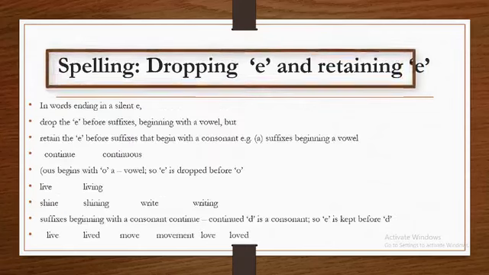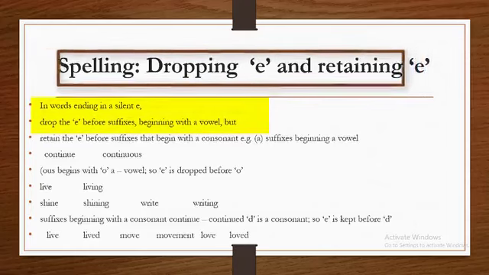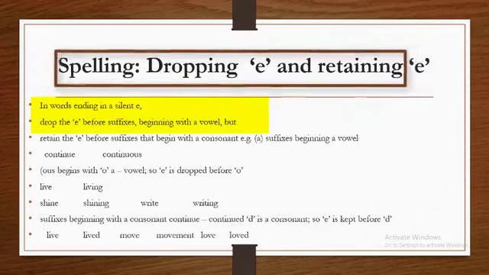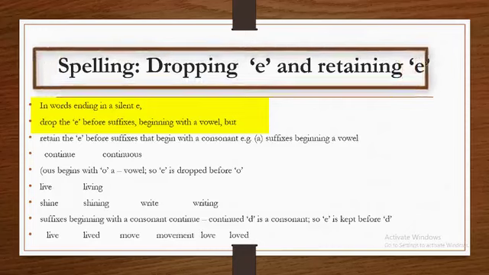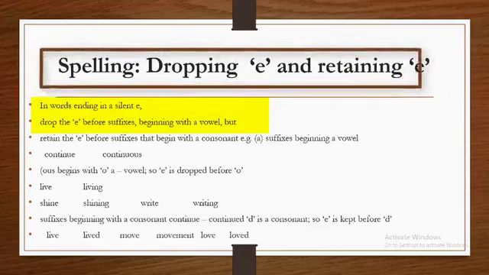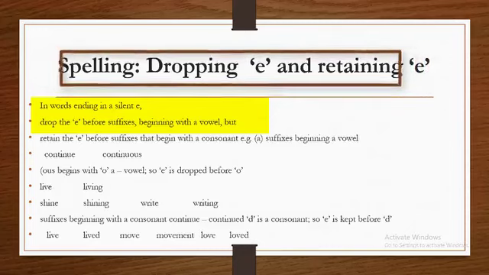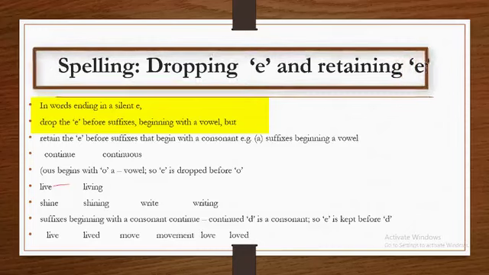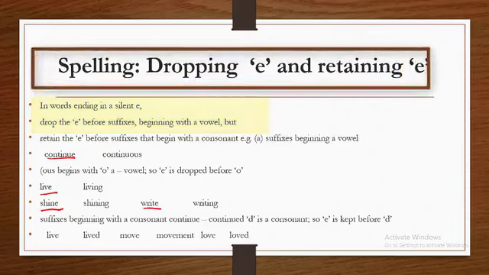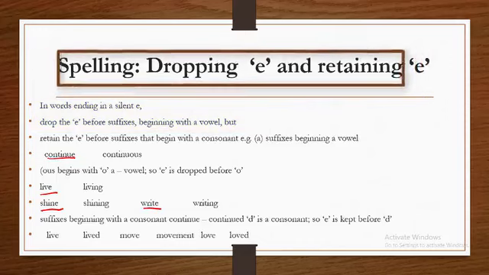In words ending in a silent E, you drop the E before a suffix beginning with a vowel. We gave an example like the word continue. The E there is silent, so what do you do? You drop that when you are adding other suffixes to it. In the word leave, it is silent, you drop that. In the word shine, it is silent, you drop that. That is why it is dropped in every one of the words: continue, live, shine, even write also. Very important to take note of that.